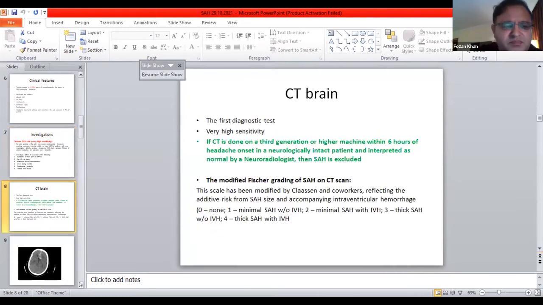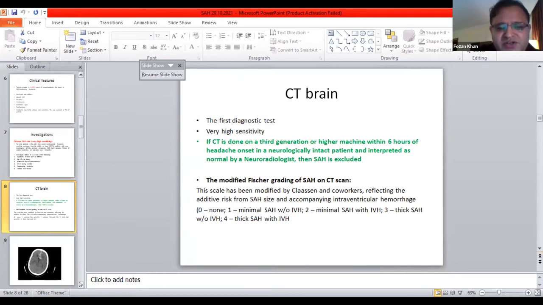So I'm going to talk briefly about CT brain. It is the first diagnostic test. It has a very high sensitivity, especially if the CT is done on a third generation or higher generation machine within 6 hours of headache. In a neurologically intact patient and interpreted as normal by neuroradiologists, then subarachnoid hemorrhage is almost excluded.